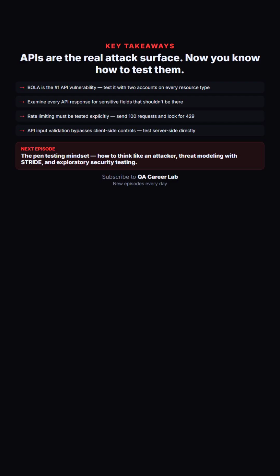Next episode, the pen testing mindset. The difference between a QA approach and a security researcher approach, how to think like an attacker, threat modeling basics, and how exploratory security testing finds bugs that checklists miss. This one is more conceptual, but it is the episode that ties everything together.